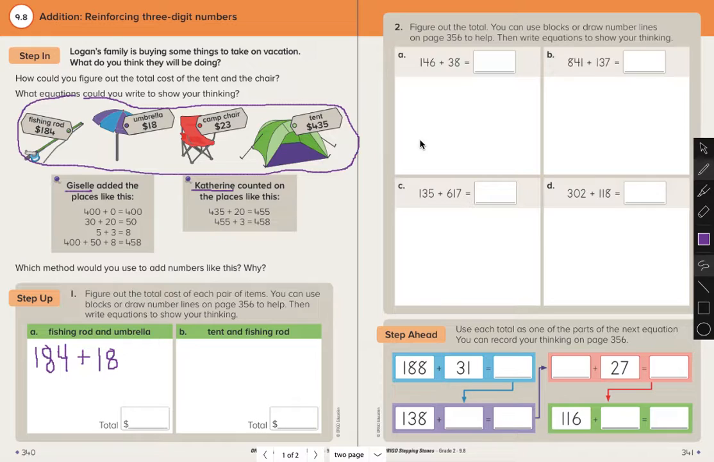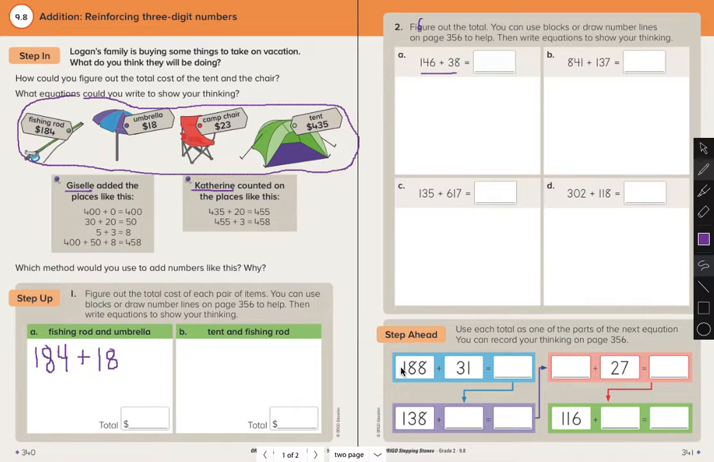Okay? Now for number 2. Figure out the total. You can use blocks or draw number lines on page 356 to help. Then write equations to show your thinking. Again, show your thinking however you would like. You don't have to write an equation to show your thinking. I'm okay if you'd rather show it with blocks, as long as you can get the answer. You're doing the exact same thing on number 2 that you were doing on number 1. This time, they just give you the equations. You don't have to go and look for the prices, okay?